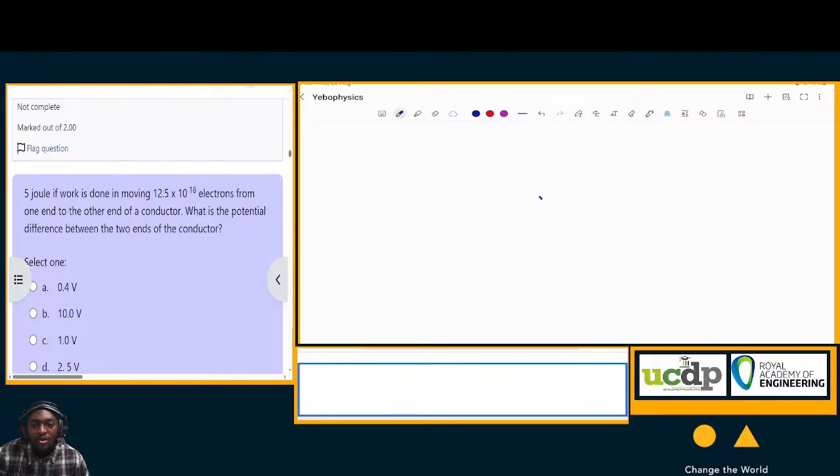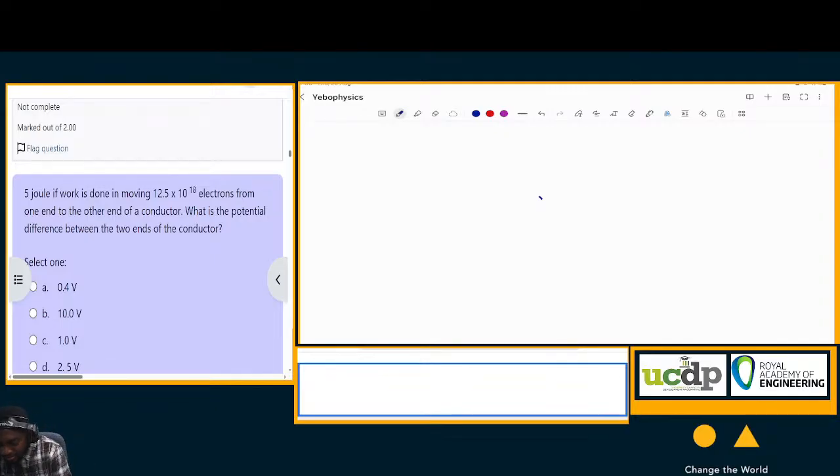So it reads: 5 joule of work is done in moving 12.5 times 10 to the power of 18 electrons from one end to the other end of a conductor. What is the potential difference between the two ends of a conductor? So what is the potential difference between the two ends of the conductor? Remember, by definition, potential difference is the work done in moving a point charge from one point to another.